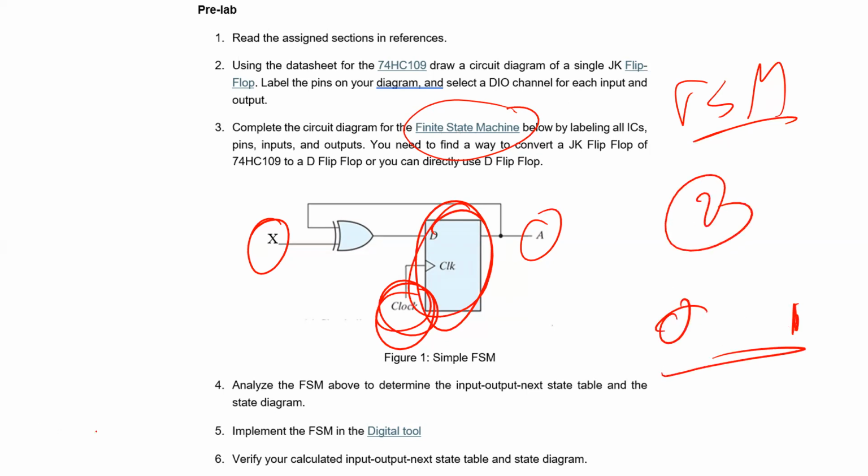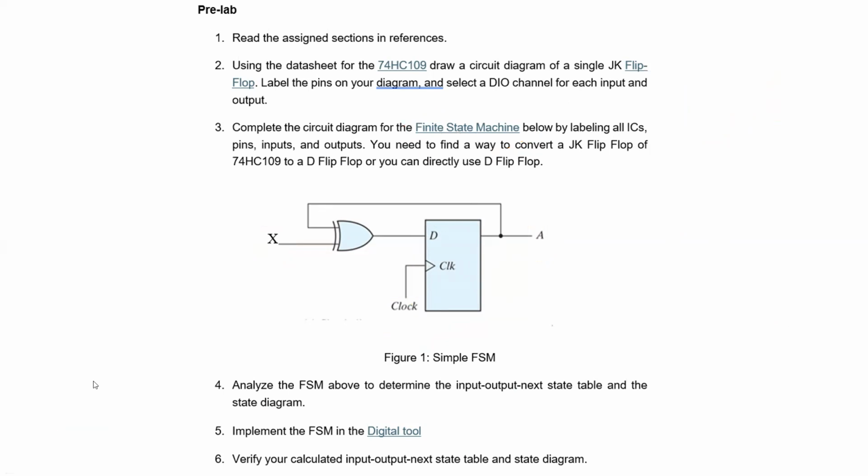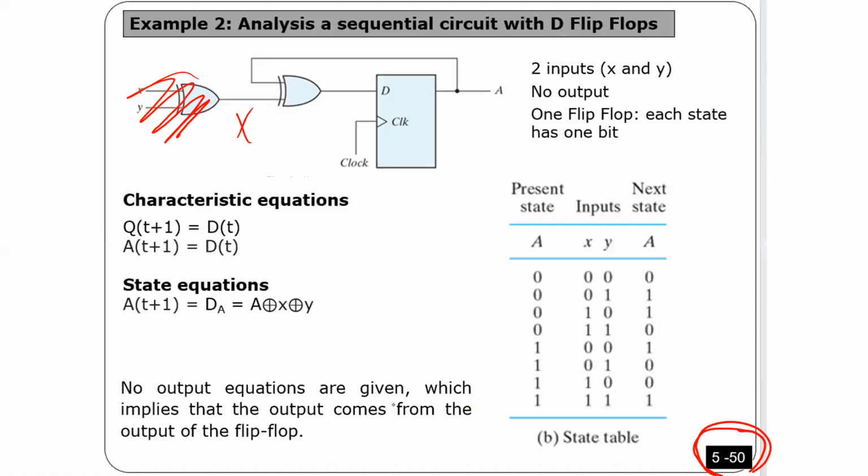Here I'm asking you to implement this. You need to find the input-output table and the state table. Also, you need to find the state diagram. You can implement it using the digital tool. Maybe I'm going to explain this example in the lecture, but I'm going to go through it quickly because it's very similar to the example we have here in the lab.